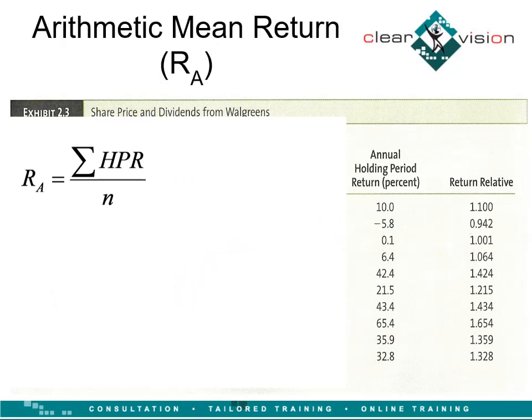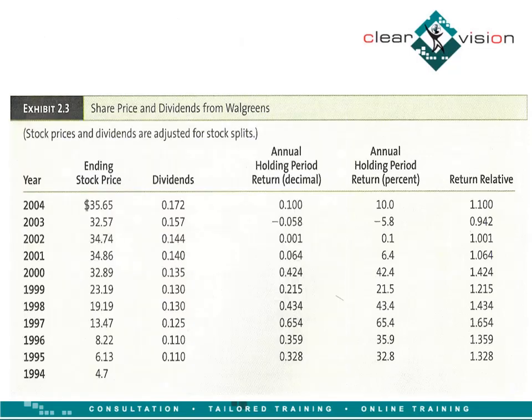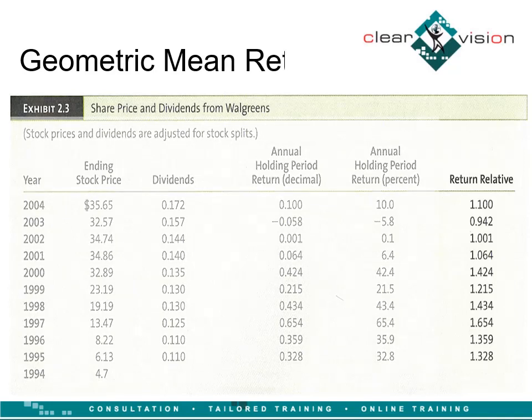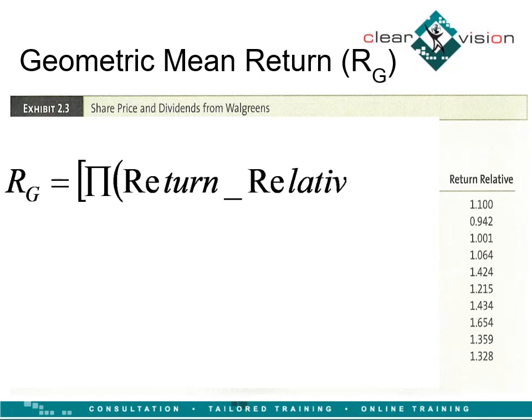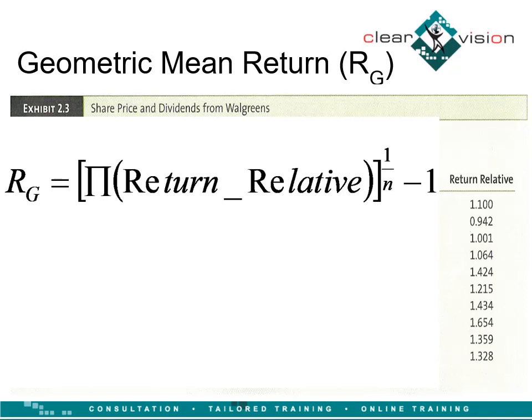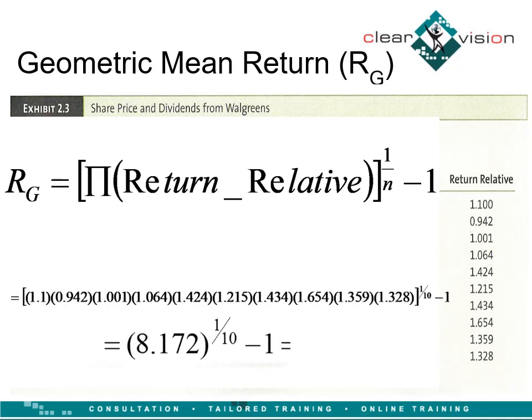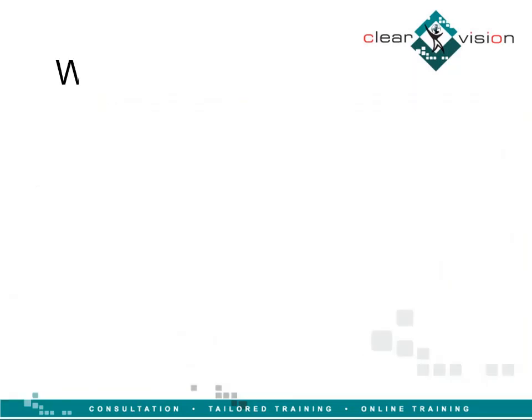This will result in 252.1% divided by 10, which is equal to 25.2%. Geometric mean return can be calculated using the following formula, the nth root of the product of return relatives minus 1. Applying the formula will result in 0.234 or 23.4%. The question here is, which one is better?